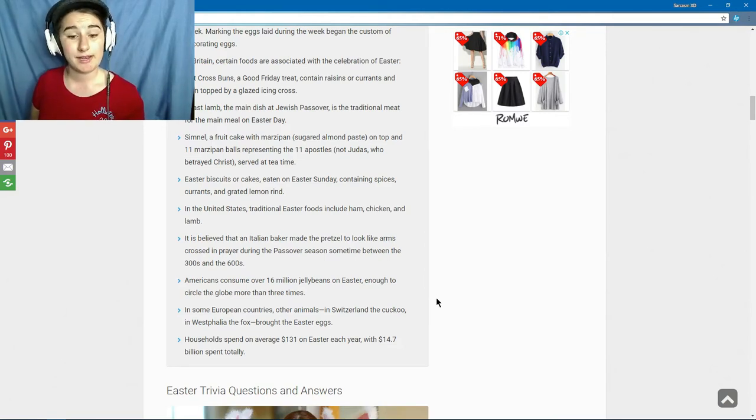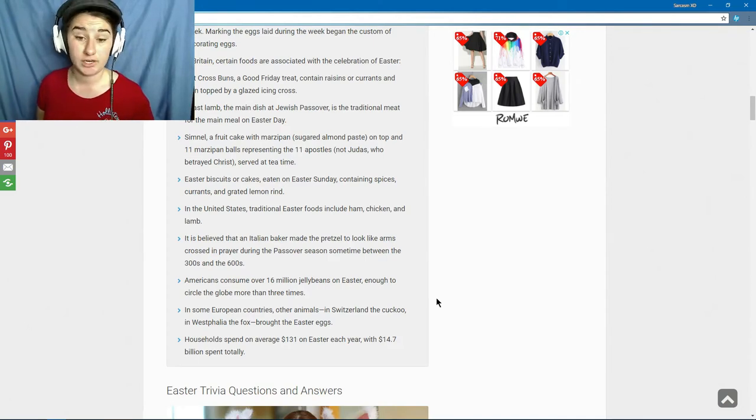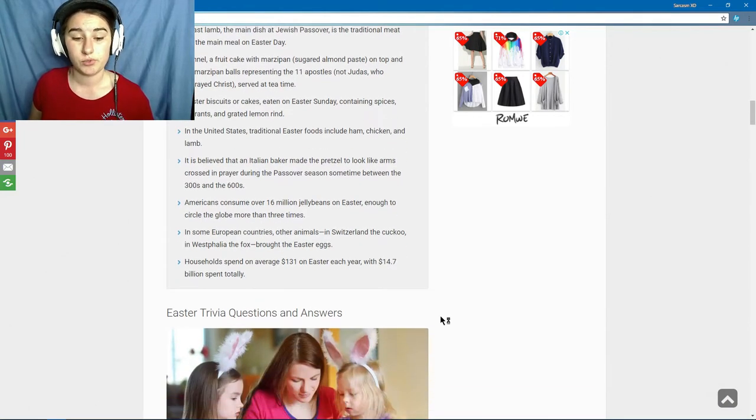It is believed that an Italian baker made the pretzel to look like arms crossed in prayer during the Lenten season, somewhere between the 300s and the 600s. Oh, that's actually pretty cool, I didn't realize that. Americans consume over 16 million jelly beans on Easter, enough to circle the globe more than 3 times, which is really cool. In some European countries, other animals brought the Easter eggs: in Switzerland, the cuckoo, in Westphalia, the fox. Interesting. And for me, it's a bunny. Households spend on average $131 on Easter every year, with $14.7 billion spent total.